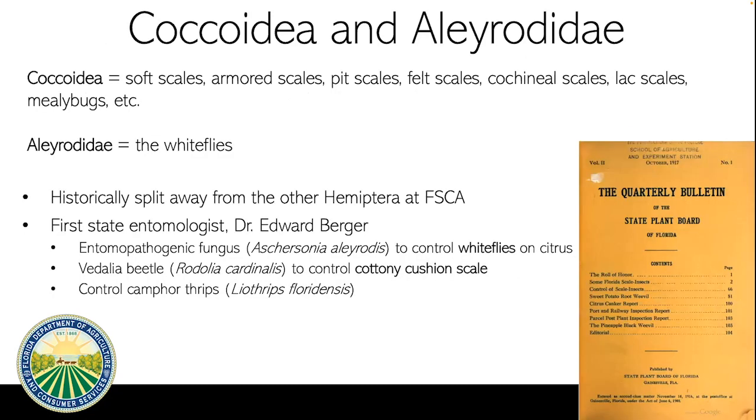So the Coccoidea and Aleyrodidae, if you're not familiar with these groups, the Coccoidea are about 34 extant families of scale insects: mealybugs, various scales, soft scales, armored scales, pit scales. And the Aleyrodidae are the whiteflies. And these guys are major plant pests and a big part of why the FSCA and the Florida State Plant Board were actually started. So our first state entomologist, Dr. Berger, in 1915, had three major projects that he was working on, and two of those were working on this group. One, he was working on rearing beetles to control cottony cushion scale. He was also working on rearing fungus to control whiteflies. And then he also had a project on thrips. So this group has always been major plant pests for Florida and always been a big part of our organization.